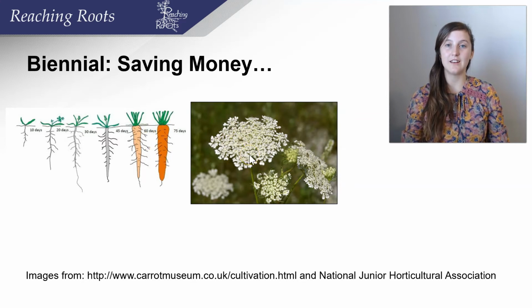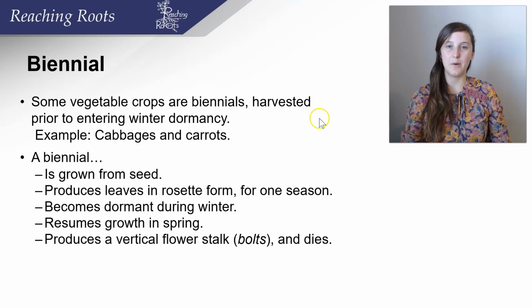These are carrot flowers. We usually grow carrots as an annual, however, so that the taproot is as large as possible when we harvest it. But if it was left for another year, it would produce flowers. Another example of a crop that is harvested prior to entering the winter dormancy is cabbage.